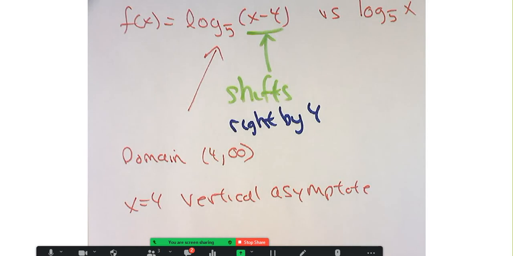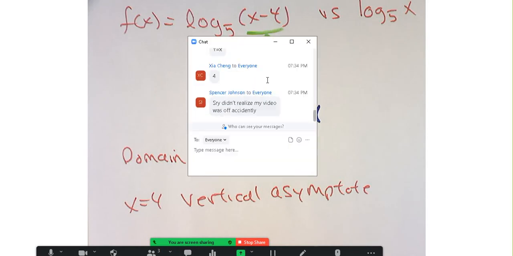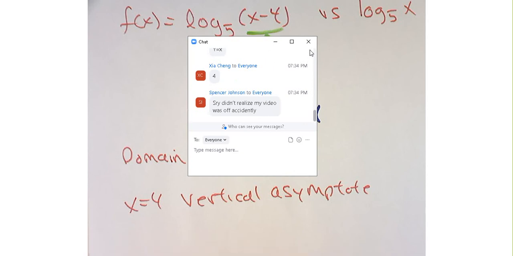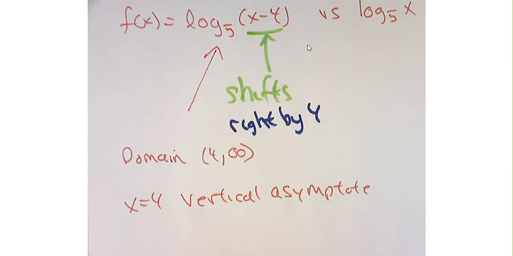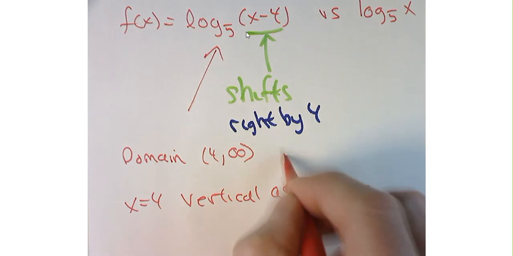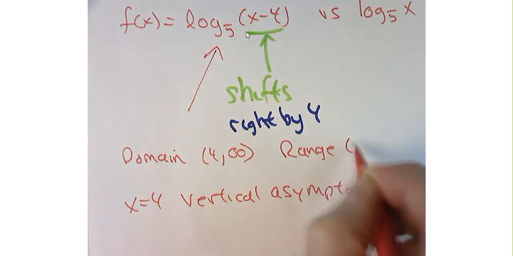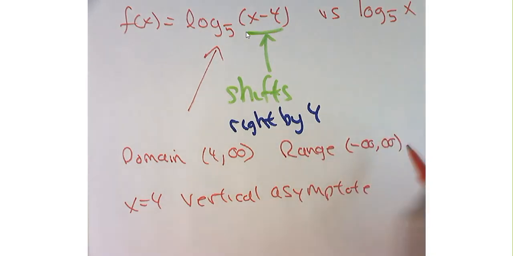Nice. Okay, let's keep going. The range is still going to be everything. So the range of this function is going to be negative infinity to infinity.